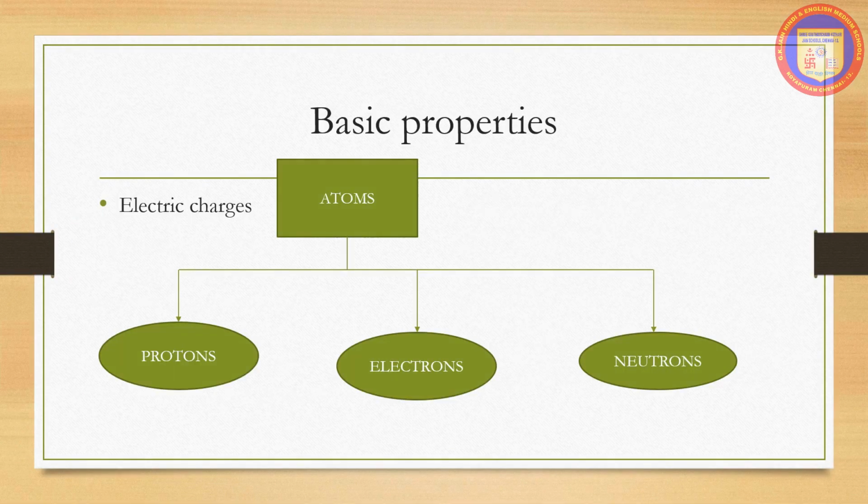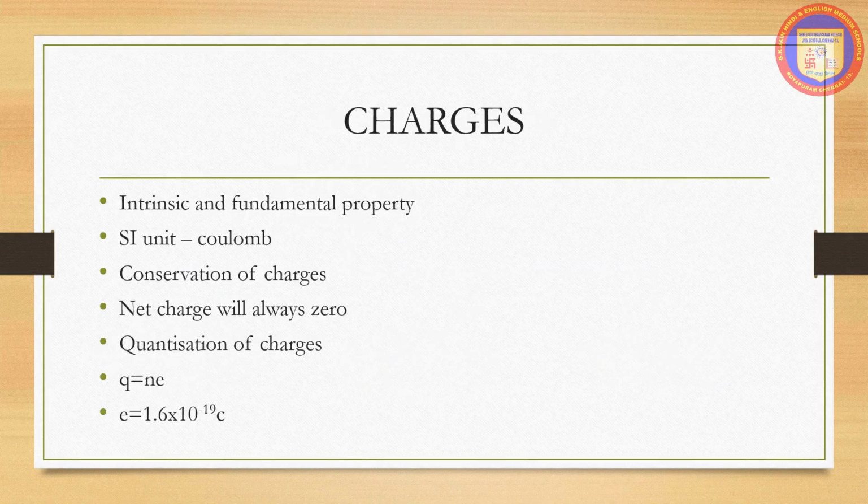Basic properties of charges. The first one is electric charge. Most objects in the universe are made up of atoms, which are made up of protons, neutrons and electrons. These particles have mass, an inherent property of particles. Electric charge is another intrinsic and fundamental property of particles. The SI unit of charge is coulomb.